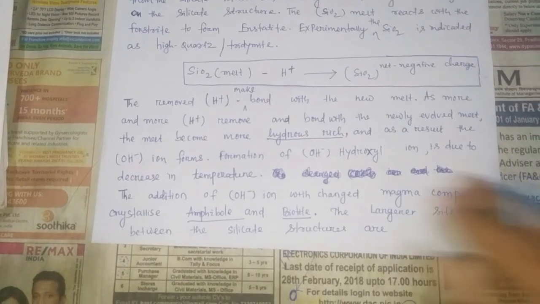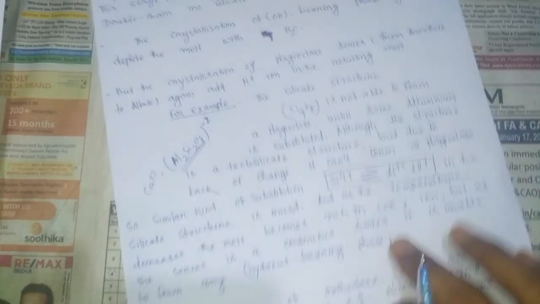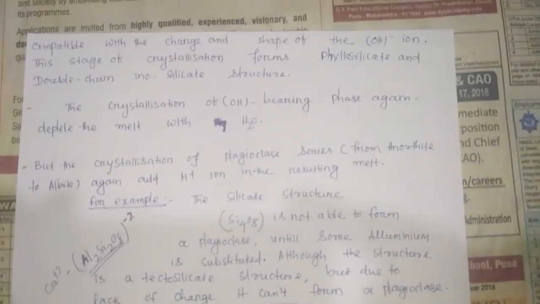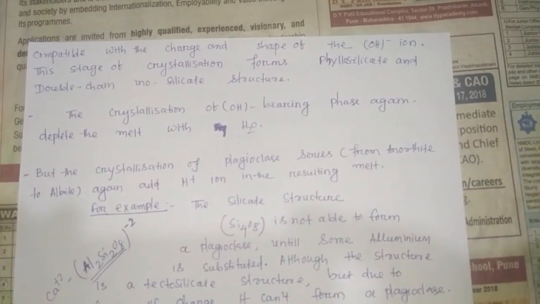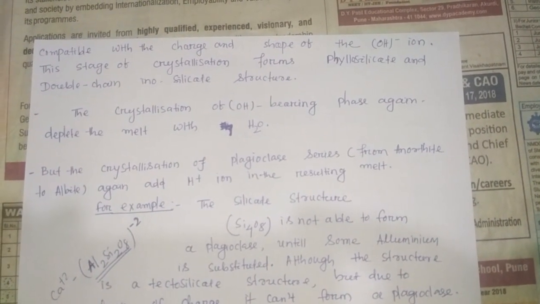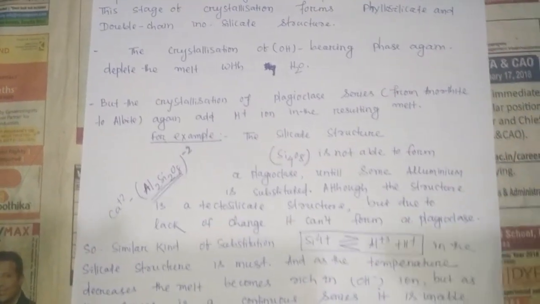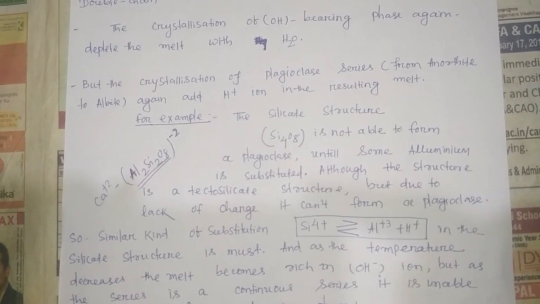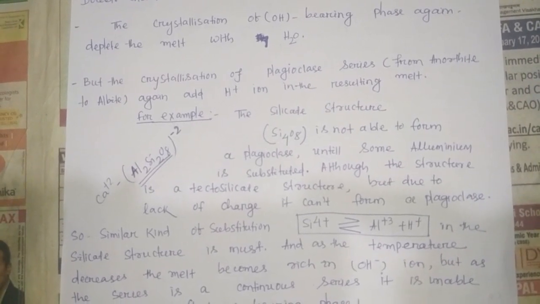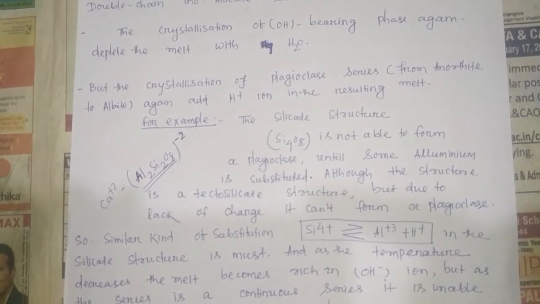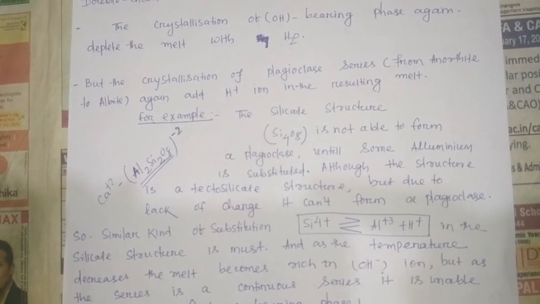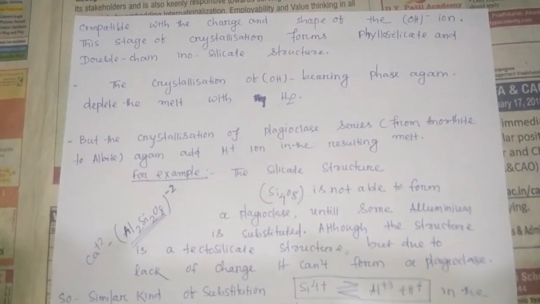The larger sites between the silicate structure are compatible with the charge and shape of the OH- ion. This stage of crystallization forms phyllosilicate and double chain inosilicate structure. Okay, so we have bigger sites in between the silicate structure in the case of amphibole and biotite, and due to the evolved magmatic composition and the OH- ion in the magma, we have amphibole and biotite crystallization at this stage of Bowen's reaction series.